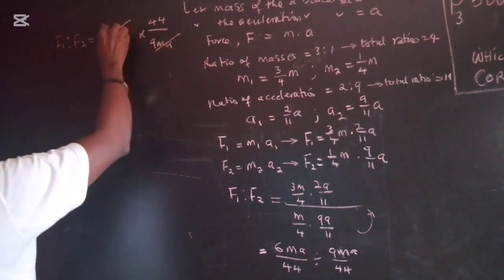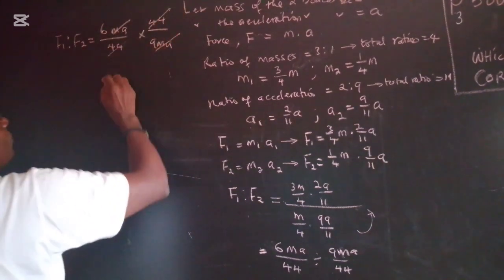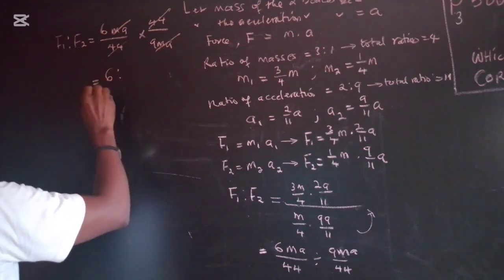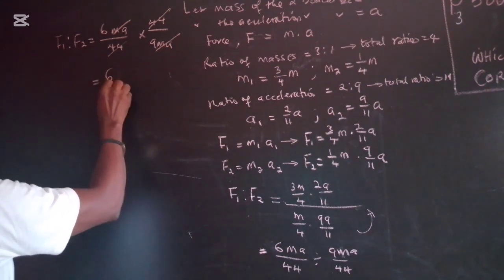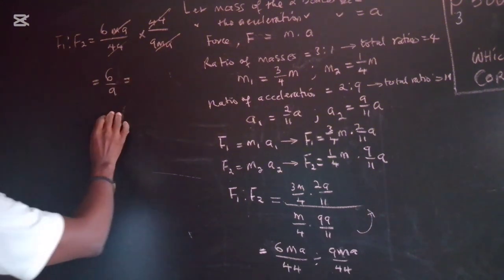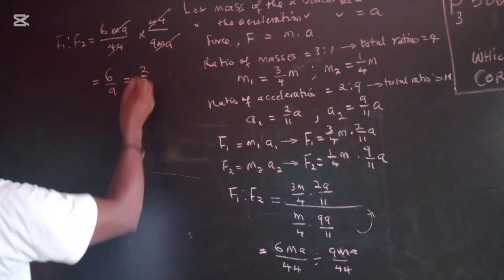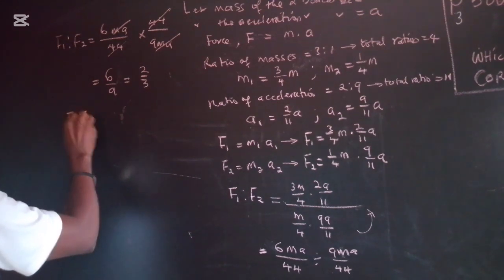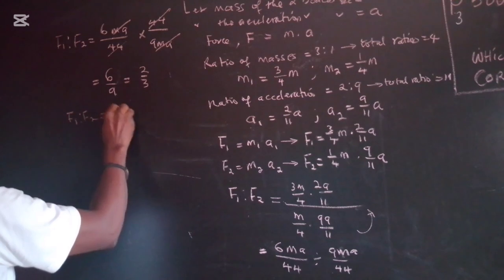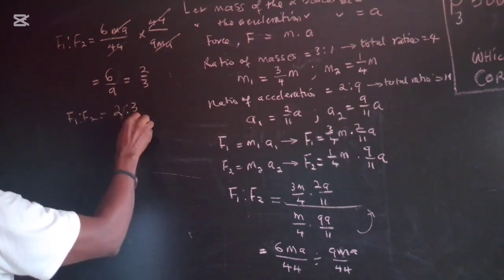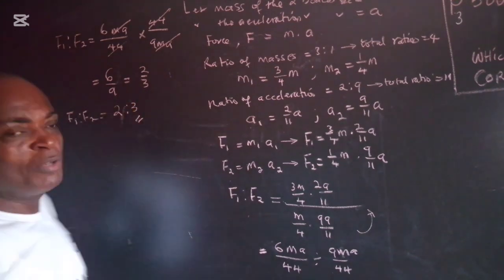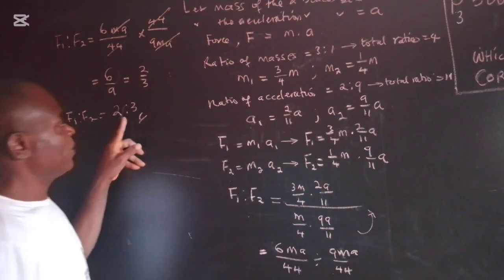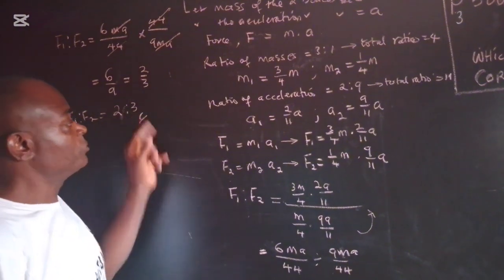So ma will cancel ma, 44 will cancel 44, and the result is equal to 6 divided by 9, which is the same thing as 2 divided by 3. Therefore, the final result, F1 to F2, is equal to the ratio 2 to 3. And then you can almost just deduce what the answer will be. C, because that's where we have 2 to 3.